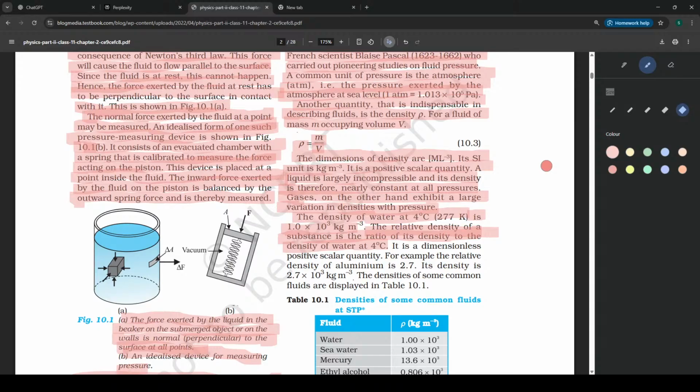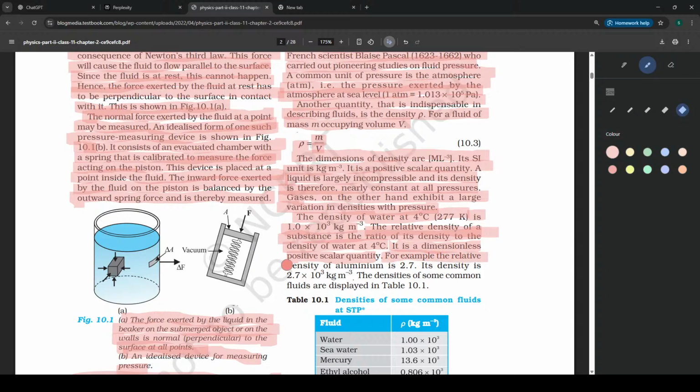is equal to 10 power 3 kg per meter cube. And based on this standard of water, we define a relative density of a substance, and this relative density is a ratio of the object's density to the density of water at 4 degrees. This relative density is dimensionless because density by density, the dimensions get cancelled. It is a dimensionless positive scalar quantity defined by the density of the substance by the density of the water at 4 degrees.